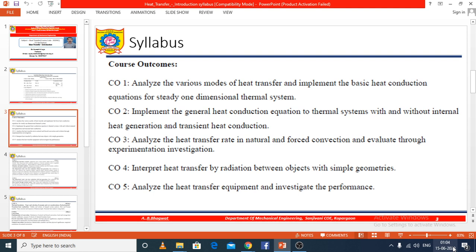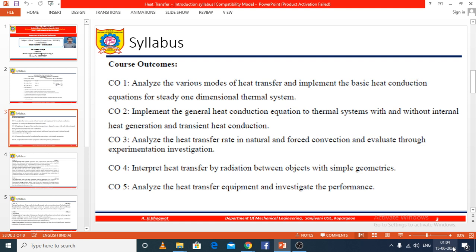Course outcomes are denoted by CO. So first is CO1, that is, analyze the various modes of heat transfer and implement the basic heat conduction equations for steady one-dimensional thermal system. CO2, implement the general heat conduction equation to thermal systems with and without internal heat generation and transient heat conduction.